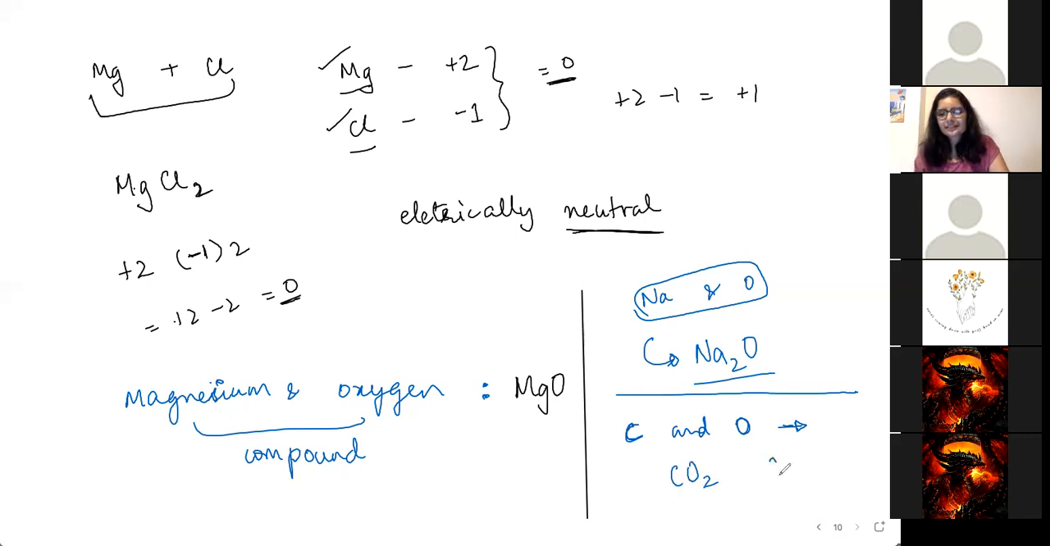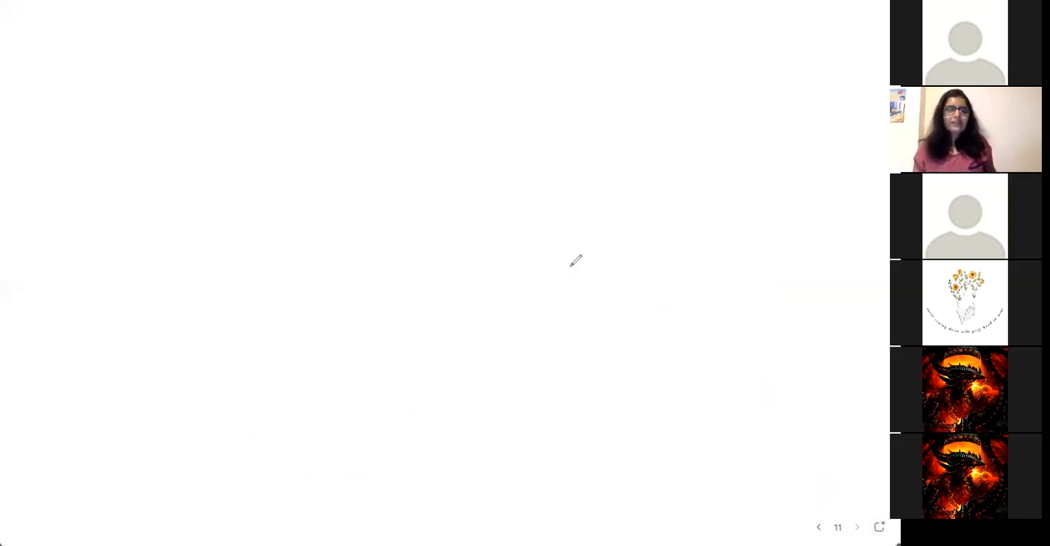CO2 is absolutely right. C's valency is 4, oxygen's is 2. To neutralize both, you need 2 of oxygen. So it's CO2. But why not CO? CO also exists, but it's not the most stable. If CO gets a chance, it's going to react and turn into CO2. Okay. So between two elements, you guys have gotten the hang of this thing.